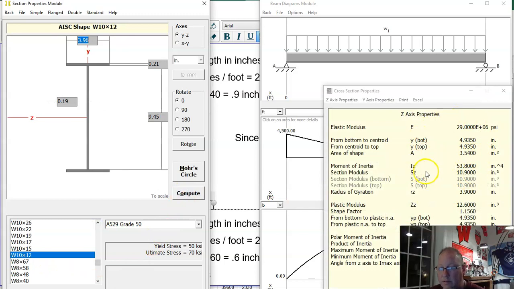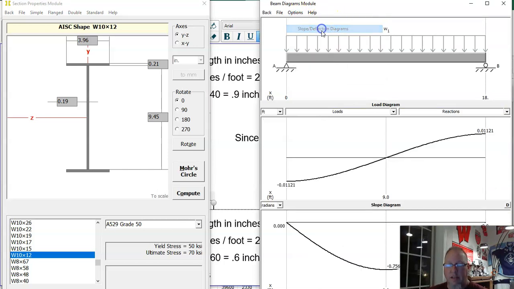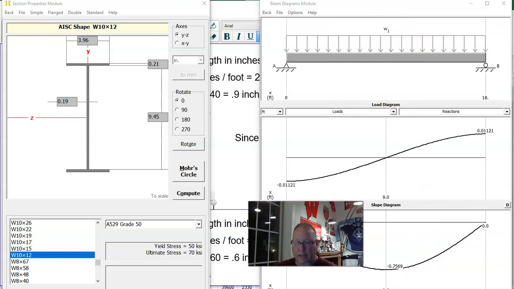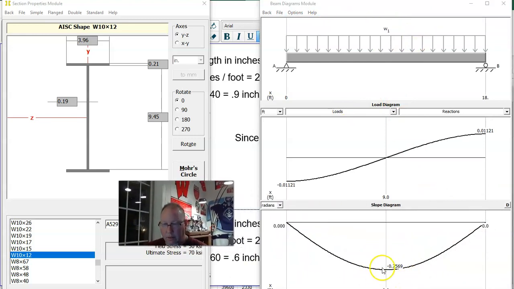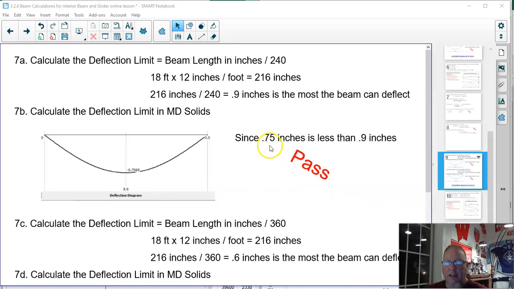Now this information right here also has some of the same numbers that I had to write down before, like the TW and the IX and those things. I already wrote those down though, so I don't need to look them up again. But what I do now is go up here to Options, and instead of the shear moment diagram, I want to see the deflection diagram. And on that deflection diagram, right here, is where I get the deflection for the beam. And it says 0.75. So if I go back to my PowerPoint presentation, 0.75 is less than 0.9. That's a pass.